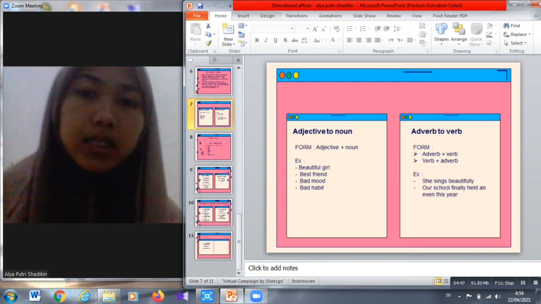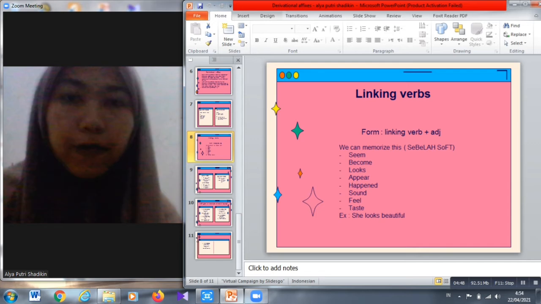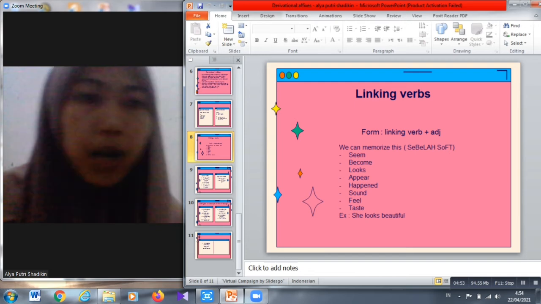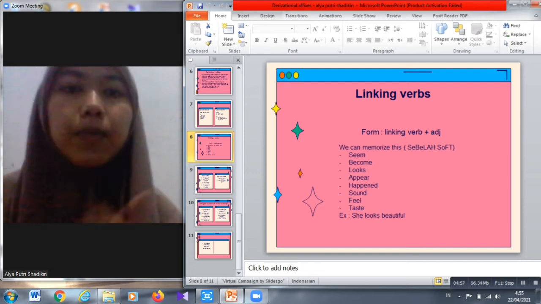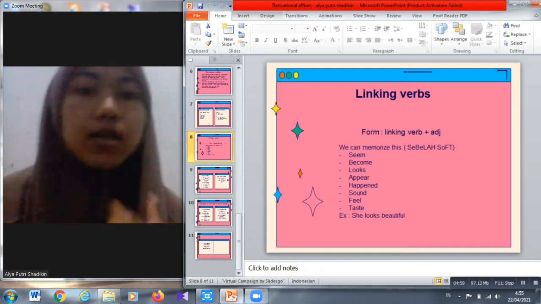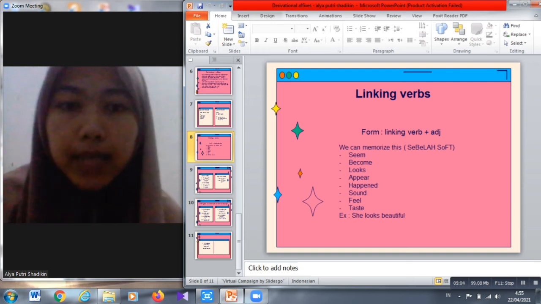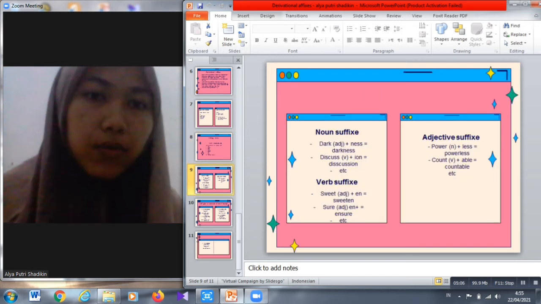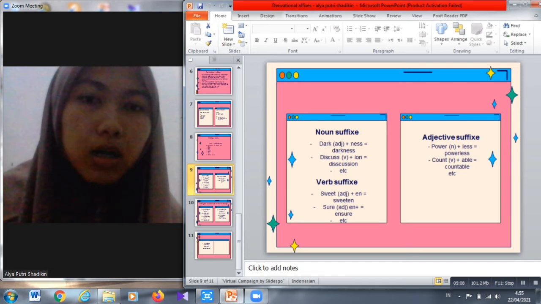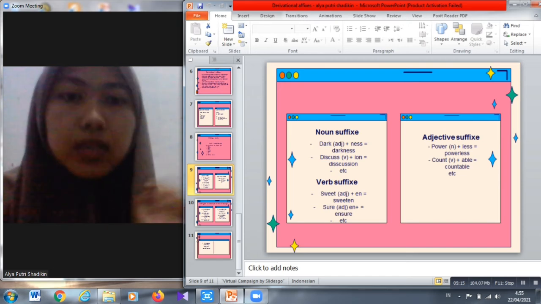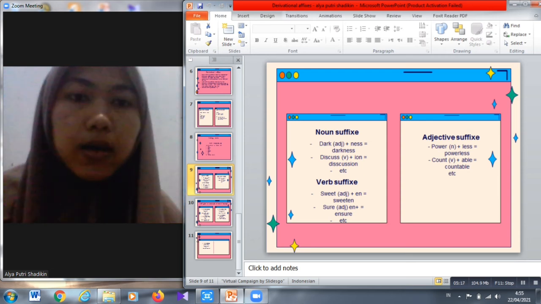And these are linking verbs. So you also can memorize this one. Basically, they are seem, become, look, appear, happen, sound, feel, taste. For example, she looks beautiful. This food tastes so good. Okay. This is noun suffix. For example, the word dark plus ness becomes darkness. Discuss, verb plus ion, discussion, and etc.